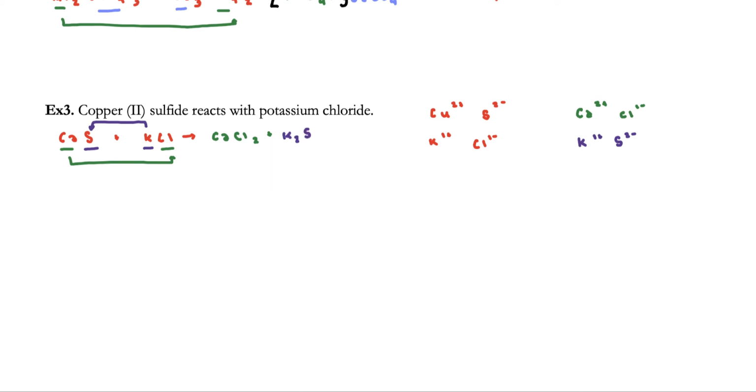All right, so now I'm going to balance. I've got 1 calcium, 1 sulfur, 1 potassium on my reactant side, 2 on my product side, so I'm going to put a 2 here. That gives me 2 chlorines, and I am balanced.